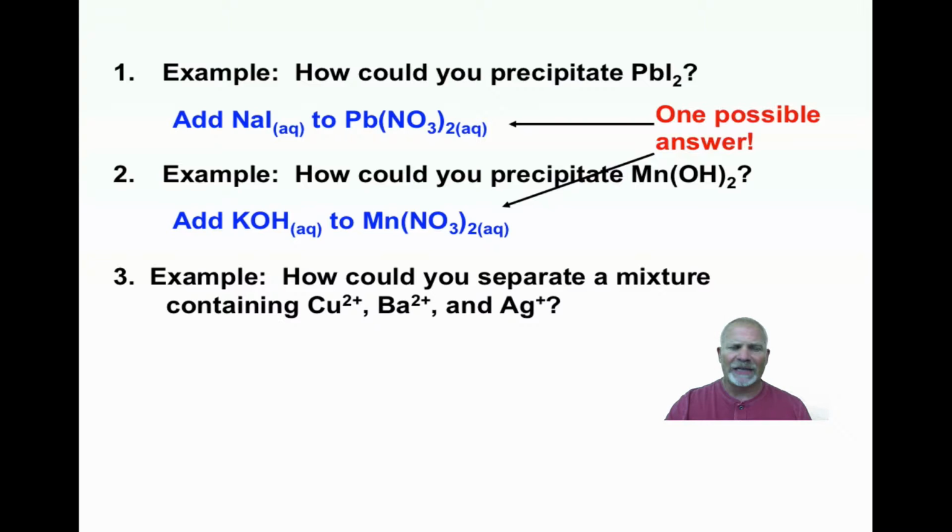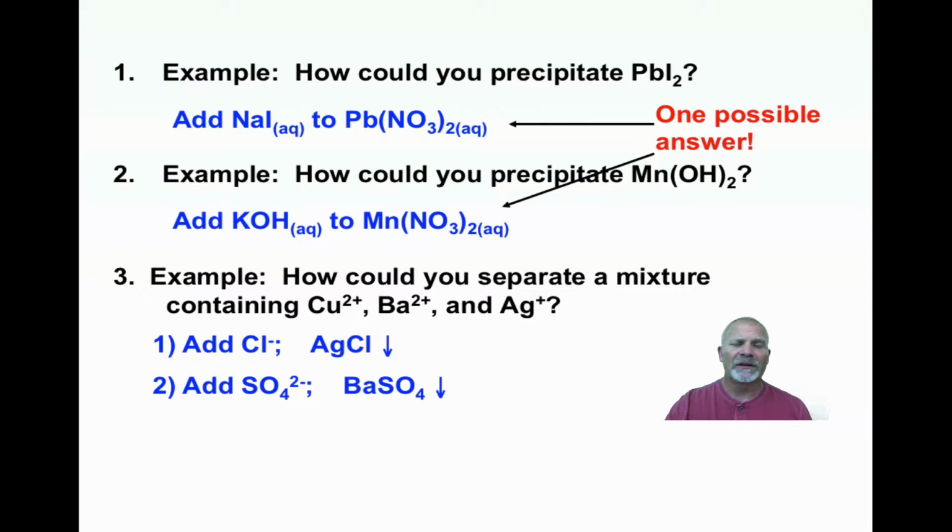Then I could give you another example where I give you 3 cations. Now we have to figure out what anions we need to mix in solution that are going to pull these cations out of solution. First of all, I'm going to go after silver. I'm going to add chloride in. When I add chloride in, that will pull the silver out. Now I have copper and barium. Then I'll add sulfate in. Sulfate's going to specifically go after the barium. And then I have my copper remaining.